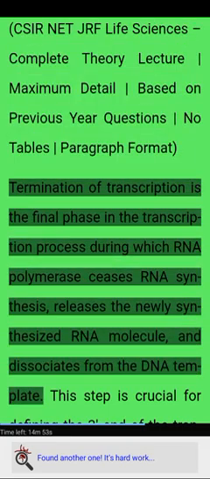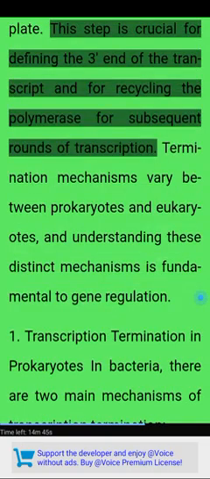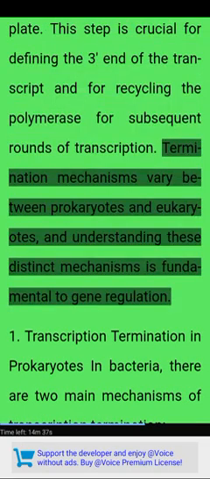No tables. Paragraph format. Termination of transcription is the final phase in the transcription process during which RNA polymerase ceases RNA synthesis, releases the newly synthesized RNA molecule, and dissociates from the DNA template. This step is crucial for defining the 3' end of the transcript and for recycling the polymerase for subsequent rounds of transcription. Termination mechanisms vary between prokaryotes and eukaryotes, and understanding these distinct mechanisms is fundamental to gene regulation.